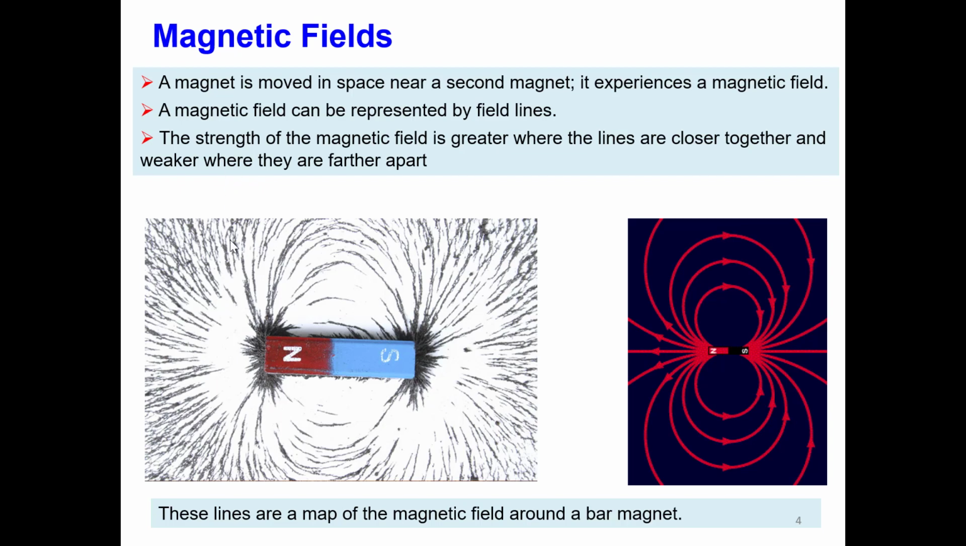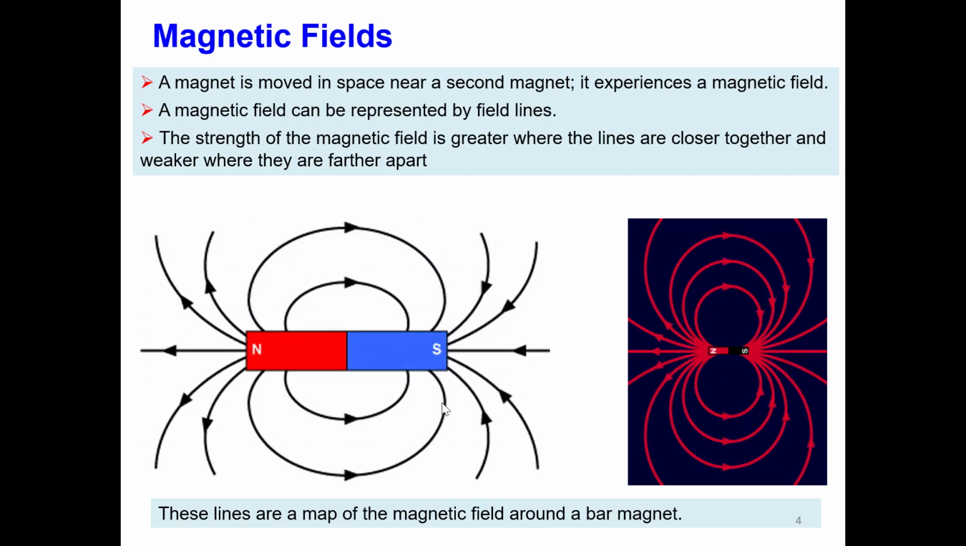Also, we can see in this picture that the strength of the magnetic field is greater where the lines are closer and weaker where the lines are farther apart. One more thing is that the lines of the magnetic field always start in the north pole and end in the south pole. These lines are a map of the magnetic field around a bar magnet.